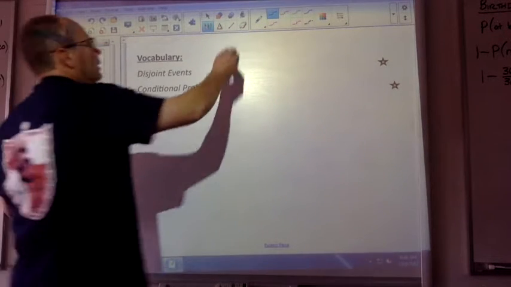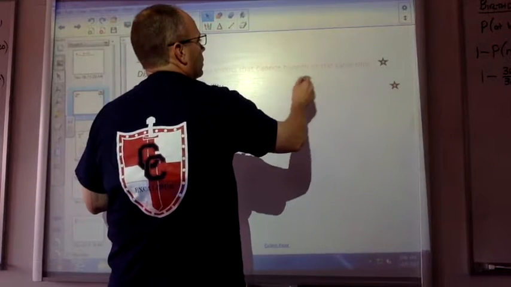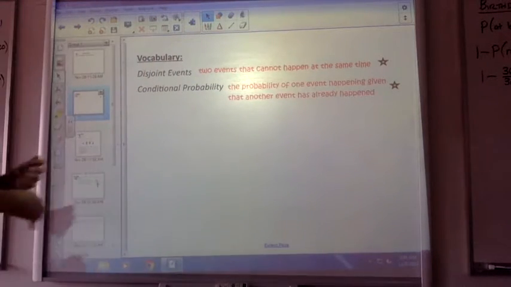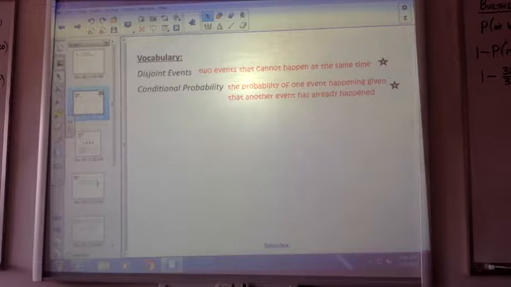Okay, so let's see. Disjoint events. Two events that cannot happen at the same time. So that would be something like if you had a deck of cards and you were to select one card out, what's the probability of pulling a king and a 10 out? If you're only pulling one card out, you can't pull a king and a 10 out unless they're stuck together, right? So that's kind of a cheap version of the disjoint event.